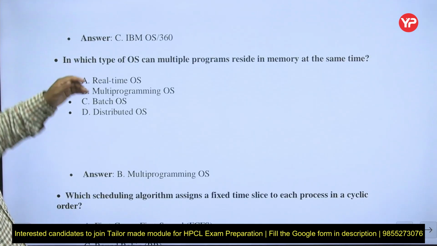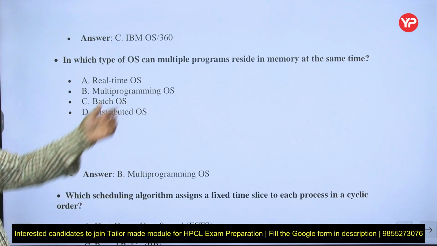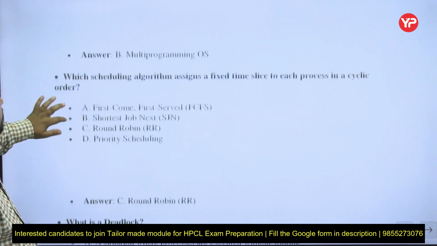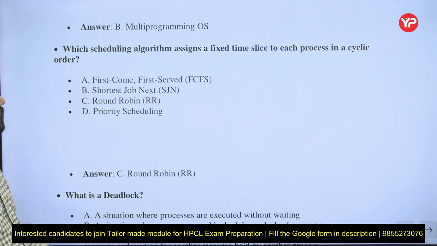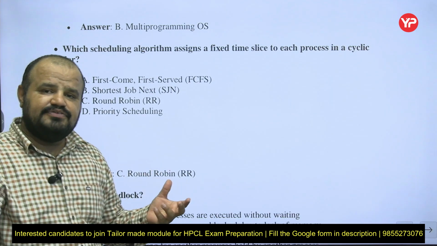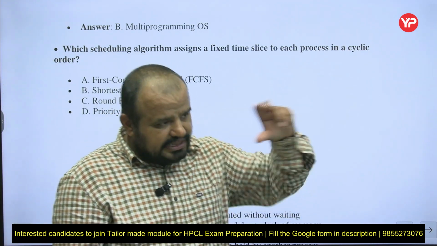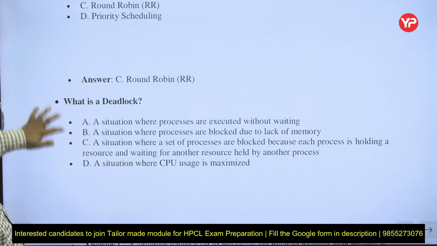Now, in which type of operating system can multiple programs reside in the memory at the same time? That is multi-programming, because that is called multiple programs residing in the main memory. Next, which scheduling algorithm assigns a fixed time slice? Round robin. Because a fixed time slice means a particular process can use the CPU for that fixed amount of time only. So, round robin.